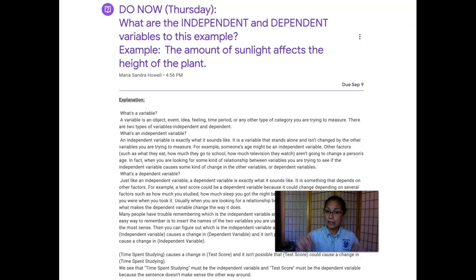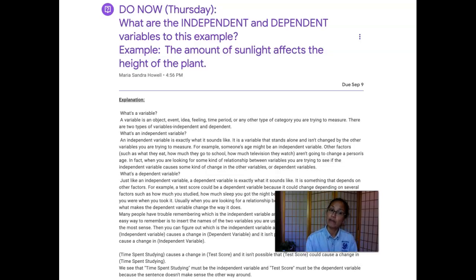An independent variable is exactly what it sounds like. It is a variable that stands alone and isn't changed by the other variables you're trying to measure. So for example, someone's age might be an independent variable. Other factors such as what they eat, how much they go to school, how much television they watch, aren't going to change a person's age.